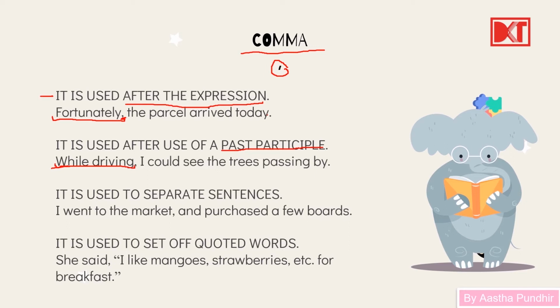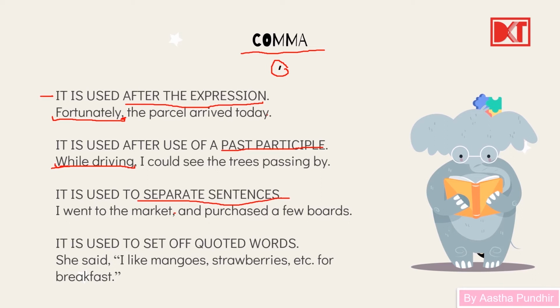Then a comma could also be used to separate sentences. For example, I went to the market, comma, and purchased a few boards. So these are two separate sentences. इनको हम दो separate sentences में कैसे लिखेंगे? I went to the market, full stop. I purchased a few boards, full stop. But we are joining these two sentences, writing them together. So to show these two separate sentences in one sentence, we say I went to the market, comma, and purchased a few boards, full stop.